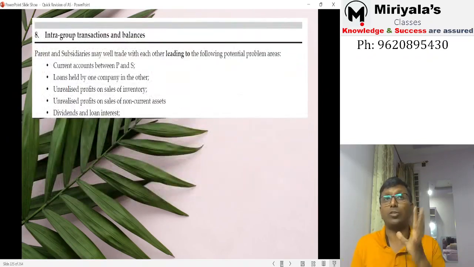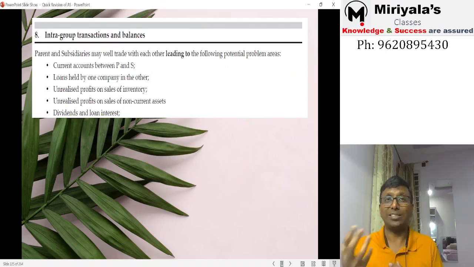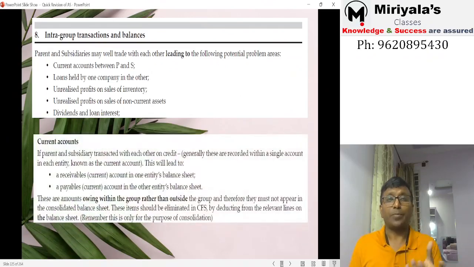Okay, right. Next, we are reaching one more level, that is intra-group transactions. Intra-group balances, intra-group transactions. In the profit and loss statement, transactions will be eliminated. In the balance sheet, you will be eliminating the intra-group balances. Now, current account, that is receivables and payables. In the parent's books, it may be a receivable. In the subsidiary's books, it is a payable.